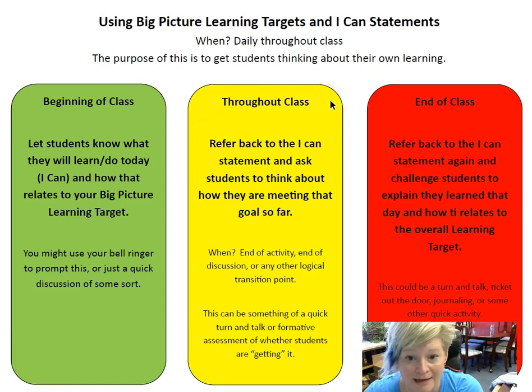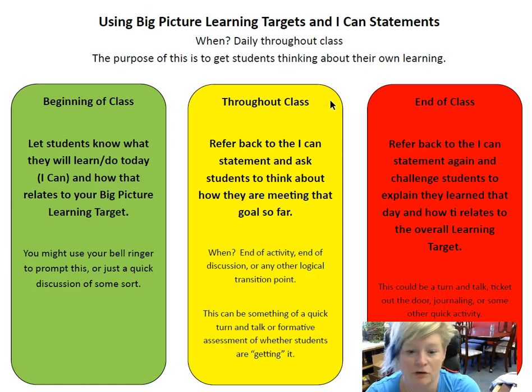Then throughout class, you want to refer back to that I can statement and talk about, okay, well, we've done this much of it so far. What else do we have to do? Again, you're wanting students to think about how they are building towards being able to accomplish that goal. You could do this at the end of an activity, at the end of a discussion. Really, any kind of logical transition point in your lesson would be a good time to stop and just look back quickly at that statement.